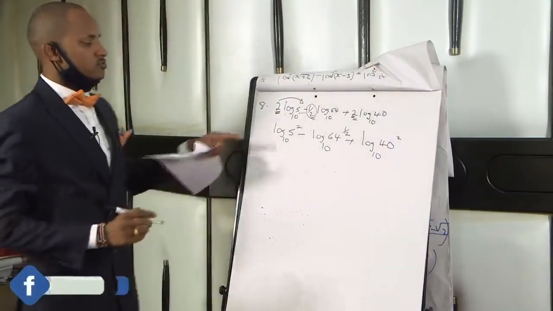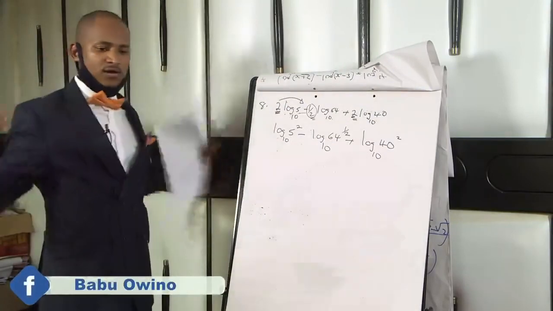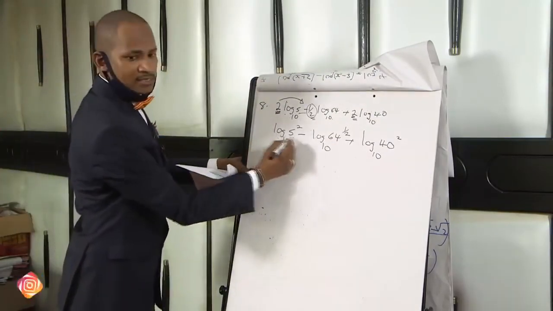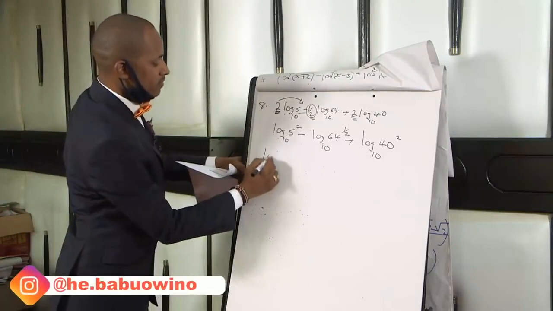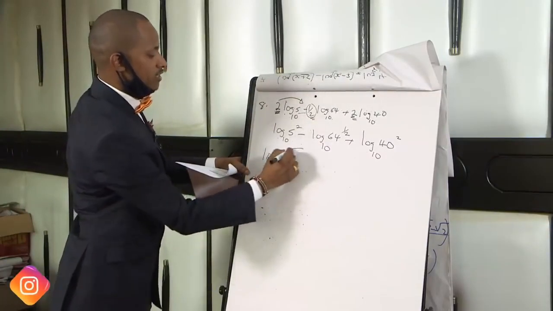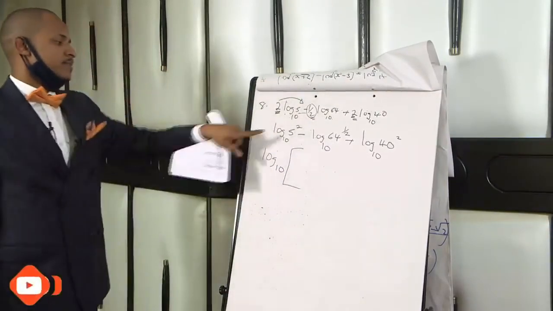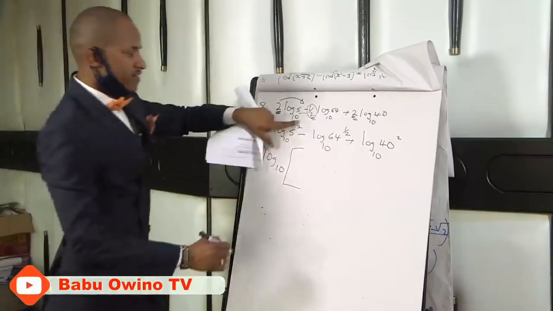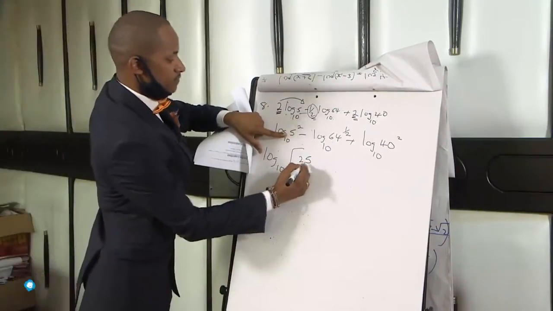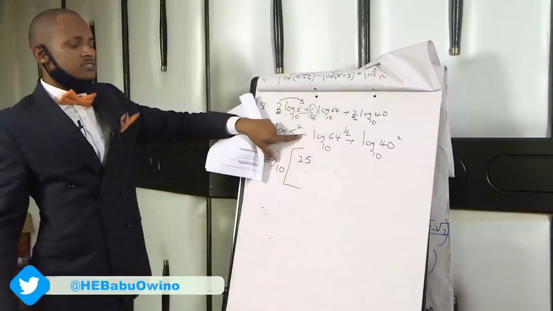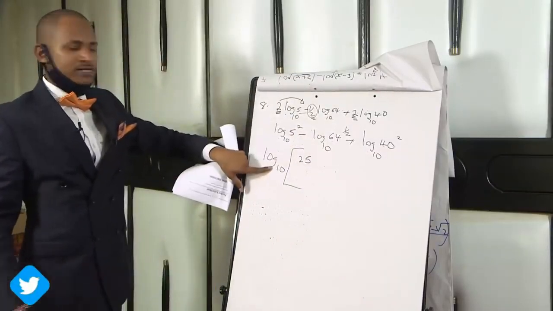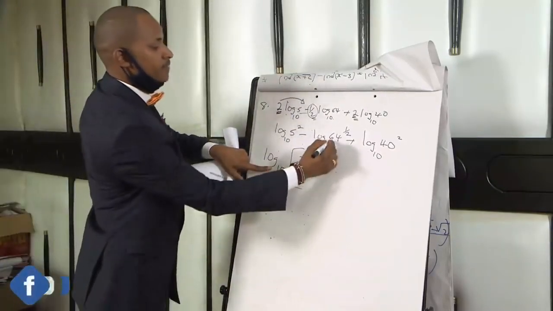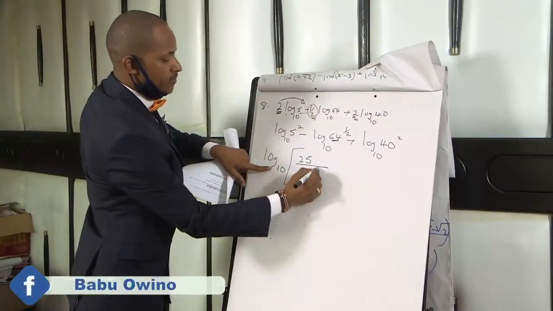Then again I told you, you collect the logarithms together. So when we collect this, we will have log to base 10 only outside the bracket. Then 5 squared. 5 squared is 25. But I had told you that when you see a minus sign, because you've collected logs to base 10, you divide by 64 raised to power a half.